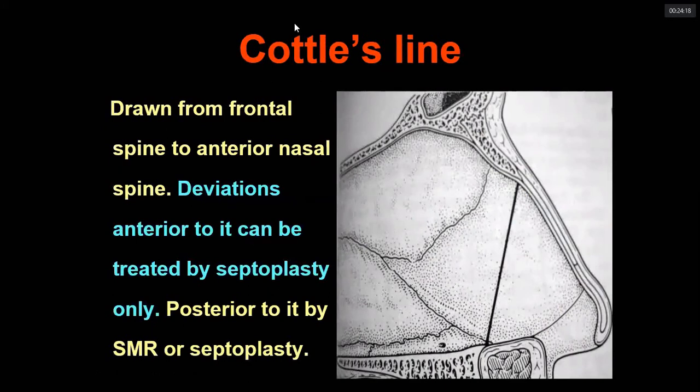Before we go deeper into the surgery, let's just talk about the caudal line. It is drawn from the frontal nasal spine to the anterior nasal spine, okay? All of these are the minor contributors for the nasal septum. So deviations anterior to it can be treated by septoplasty, and posterior to it, they are treated by SMR or septoplasty, okay? So this is the caudal line, from the frontal spine to the anterior nasal spine. So this is an imaginary line.